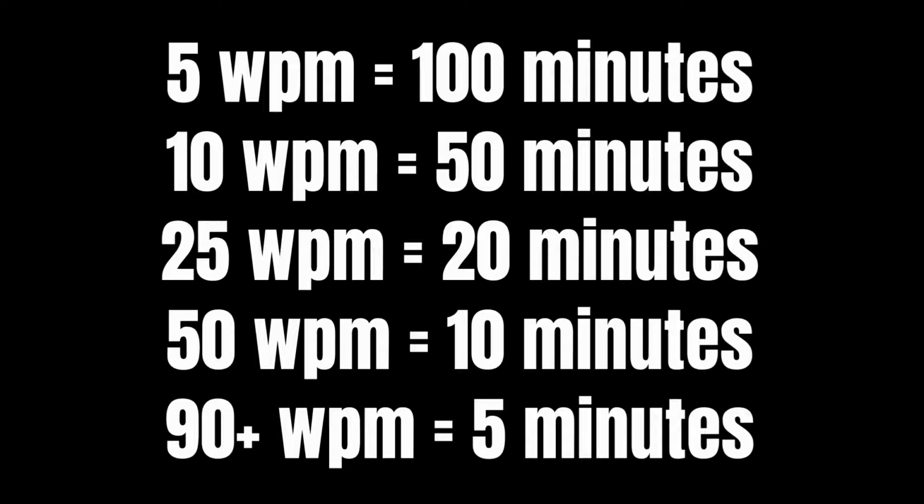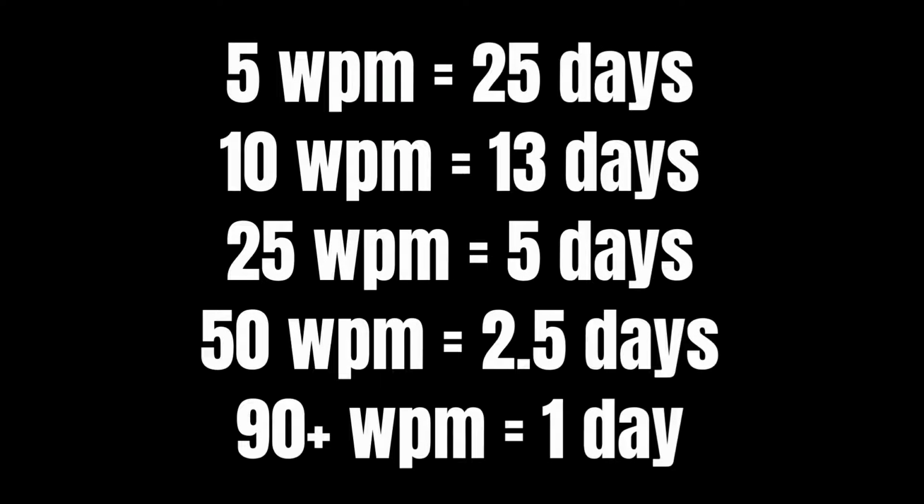Now, let's imagine that students are required to type just one page per day. Over the course of a year, this means that the person who types 5 words per minute will be typing for 25 entire days over the course of that 1 year. At 10 words per minute, they'll spend 13 entire days typing. At 25 words per minute, they will spend 5 days typing. At 50 words per minute, they'll spend 2.5 days typing. And at over 90 words per minute, they will be spending only 1 day typing one full page every single day of the year.